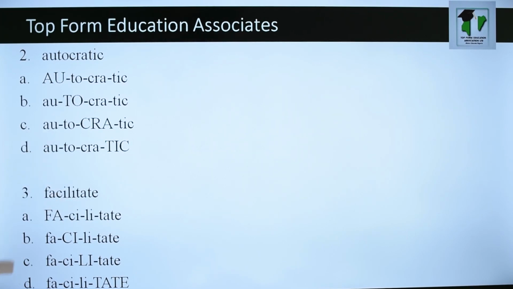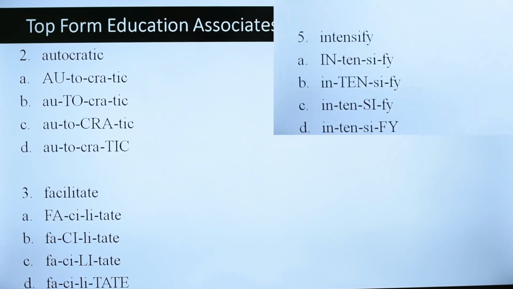Number 3, we have facilitate. What does it mean to facilitate? To aid, to help. And we have how many syllables there? There are 4: 1, 2, 3, and 4. We've seen it divided here. This is just the exact way you have it in your questions. And when it ends in A-T-E, you stress the third from the back, and we have 1, 2, 3, which is this one, C-I.